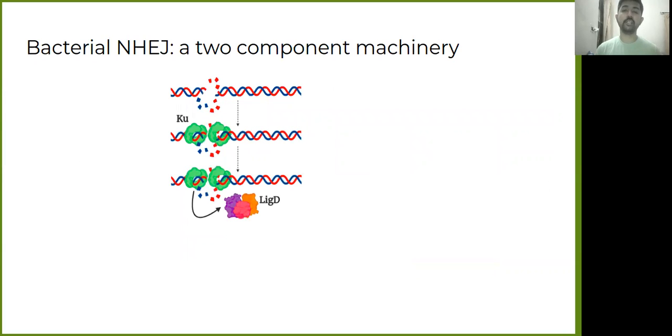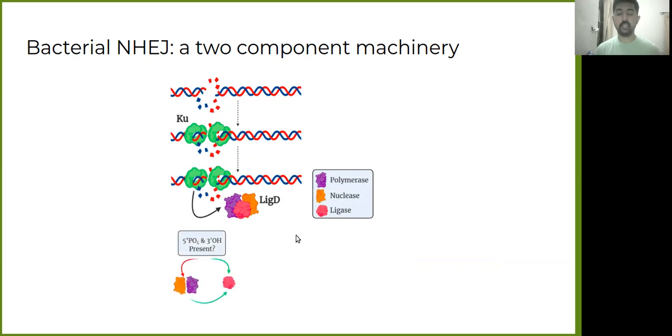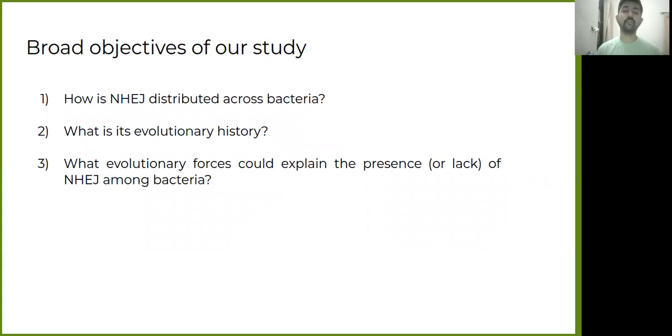Now in bacteria, NHEJ is just a two-component machinery. Whenever there is a double-strand break, the first protein to be recruited at the site of damage is called Ku, which then recruits another protein called ligase D, or ligD, which conventionally consists of three domains: the polymerase, the nuclease, and the ligase domain. The polymerase and nuclease do the end processing for the damaged sites and make sure that the 5' phosphate and the 3' hydroxyl moieties are available for ligase to act in the presence of ATP, which then repairs the DNA. In our study, we have called an organism NHEJ proficient if it codes for both Ku and ligase D.